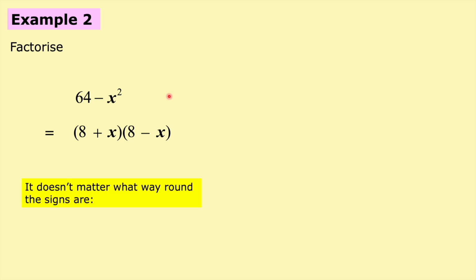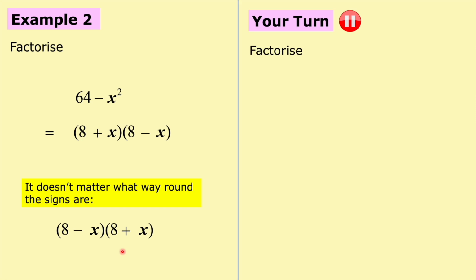And like I said, it doesn't matter what way around the signs are. So technically, if you had the answer where the negative was at the start and the plus was at the second bracket, it doesn't matter which way they go. Okay, so using this example again, can you please factorise this expression? 36 subtract x squared.